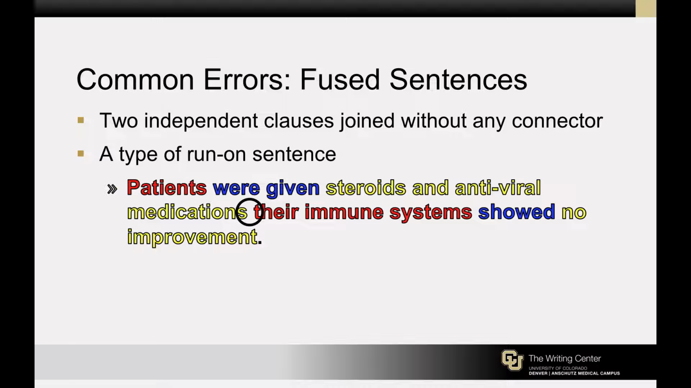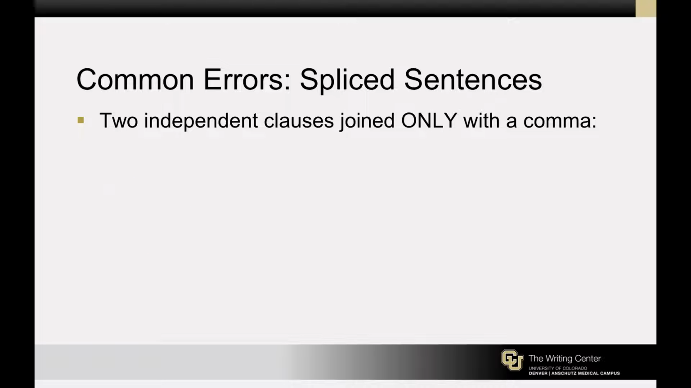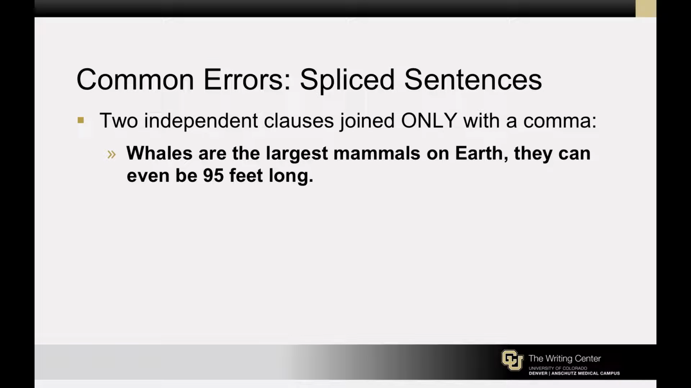Here we have two subjects, patients, their immune systems, and two verbs, were given, showed, but no connector, so it's a fused sentence. Another common error is a spliced sentence. A spliced sentence is another kind of run-on sentence when two independent clauses are joined only with a comma. For example, whales are the largest mammals on Earth, comma, they can even be 95 feet long. Here again we have two subjects and two verbs, but only a comma connecting them.